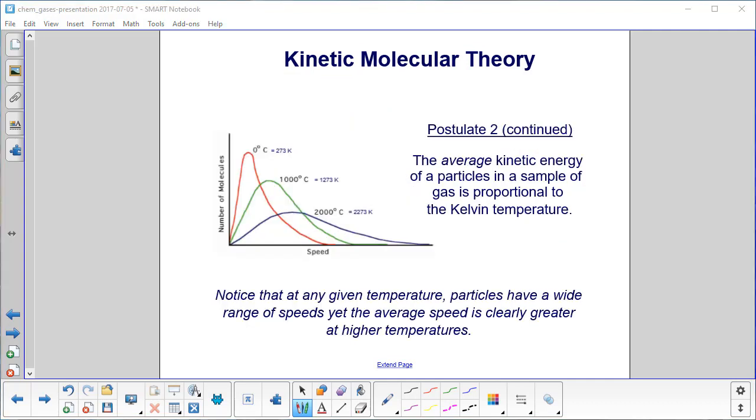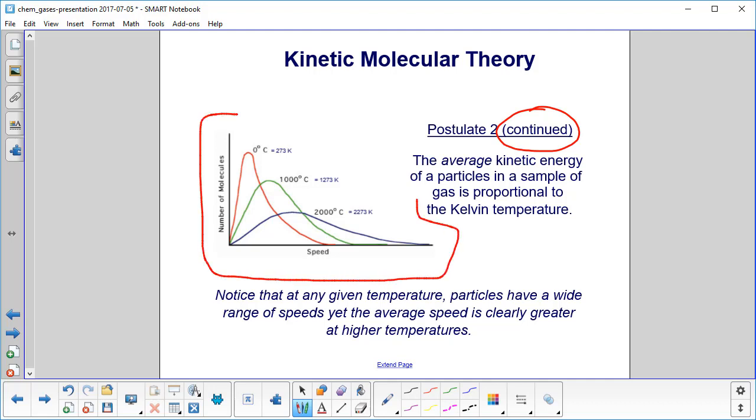I alluded to this last slide. Not all of these particles are moving at the same speed, so we're talking about an average kinetic energy. It's proportional to the Kelvin temperature. We're just continuing this from the previous slide. We have a graph here. We have number of molecules on the y-axis, and the x-axis is the speed. And each curve is at a different temperature.